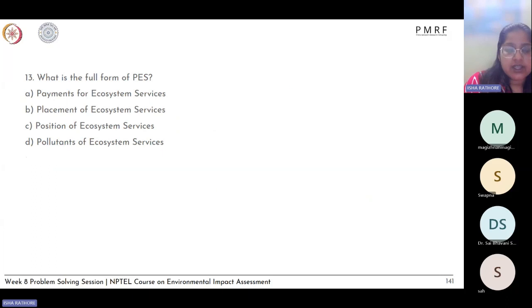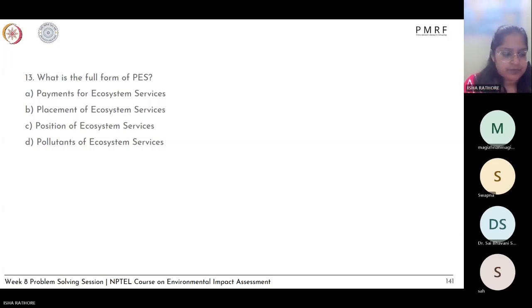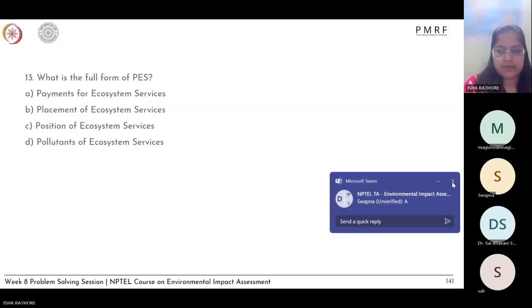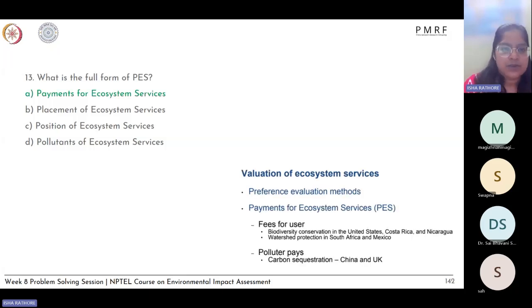Moving on to the next question. What is the full form of PES? Is it A, payments for ecosystem services, B, placement of ecosystem services, C, position of ecosystem services, or D, pollutants of ecosystem services? So we have another answer A. So A is the correct answer. PES stands for Payments for Ecosystem Services.